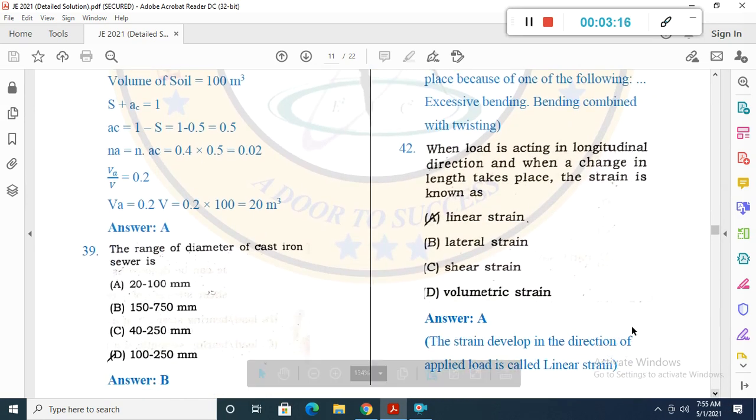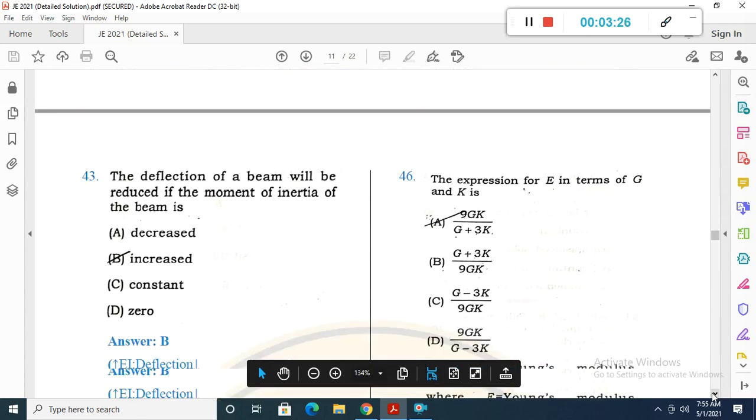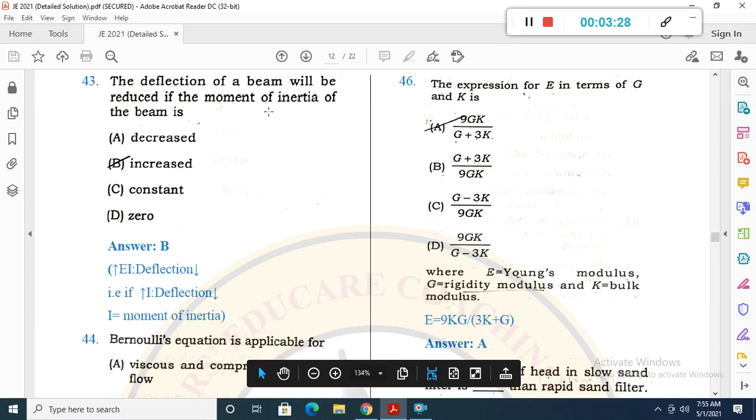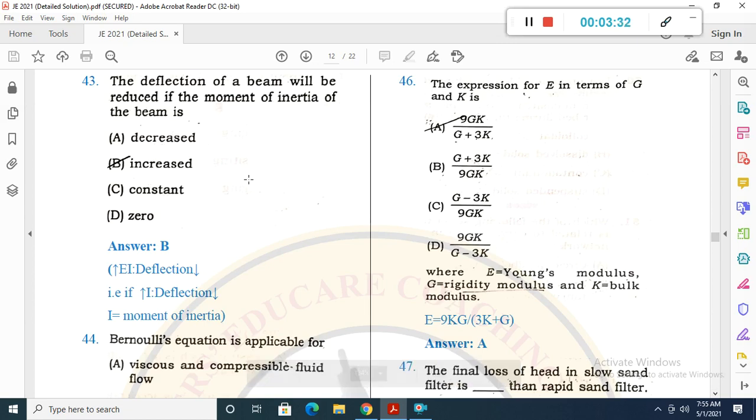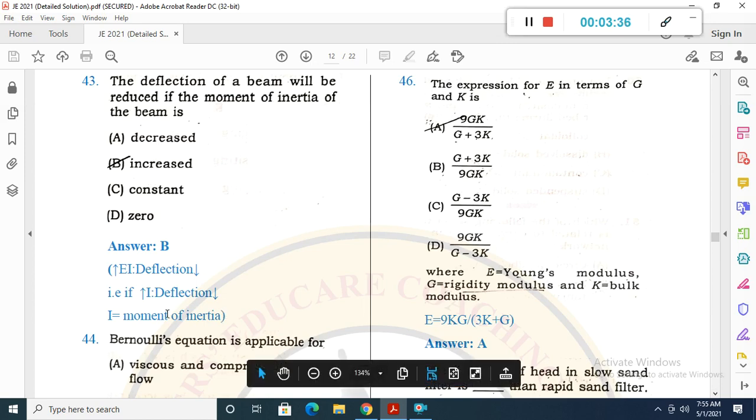Next, question number 42. When load is acting in a longitudinal direction and a change in length takes place, the strain is known as linear strain. 43. The deflection of a beam will be reduced if the moment of inertia of the beam increases. So when EI increases, the deflection decreases, or if I increases, deflection decreases. So the answer will be increases.